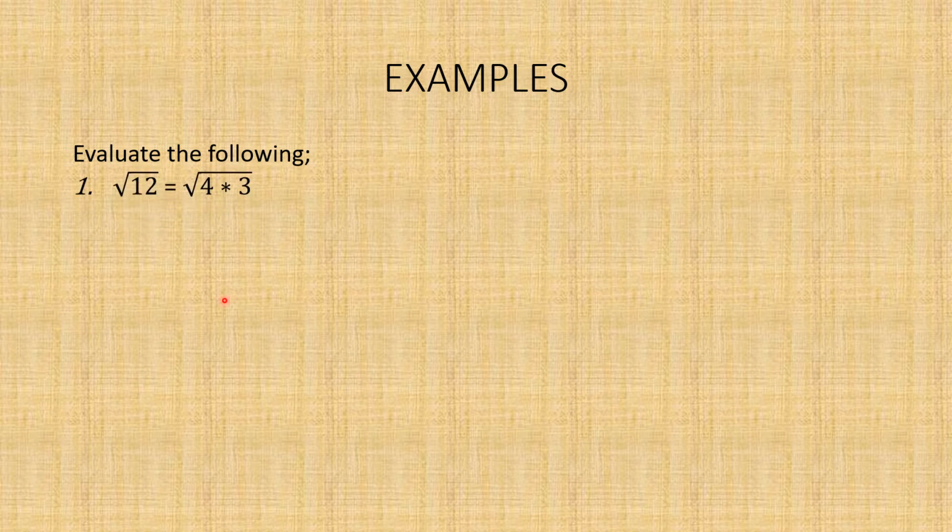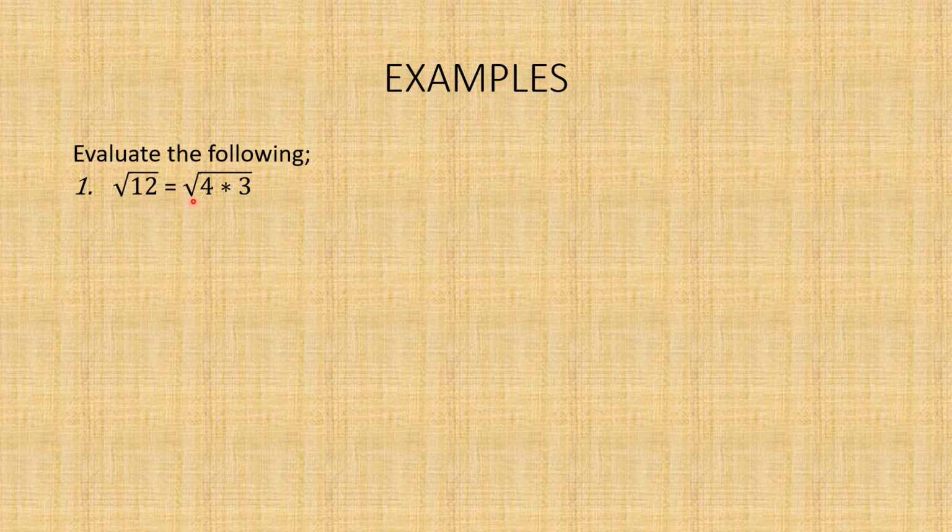For examples, we're saying evaluate the following. I have the first one as root of 12. 12 can be expressed as a product of a perfect square, that is 4, and 3. We can easily get the square root of 4 and we cannot get the square root of 3. So 4 is a perfect square and 3 is just an integer. If I multiply these, I come up with 12 again.